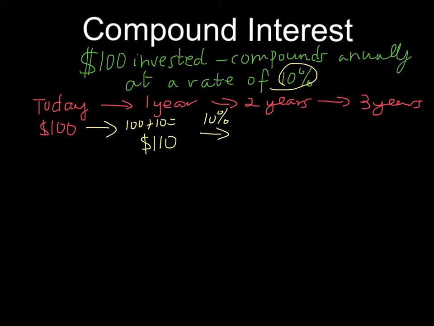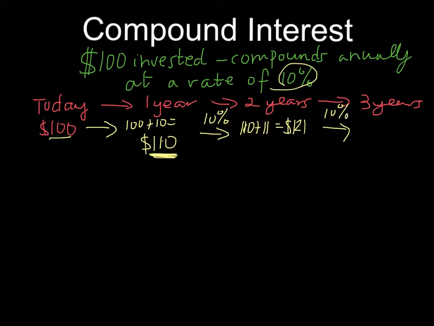But I'm not going to earn that just on the principal amount. I'm earning that on the previous year. So my interest then compounds. So 10% of what I would have, divided by 10, is equal to $11. So it's going to be equal to $110 plus $11. After 2 years, I would have $121.